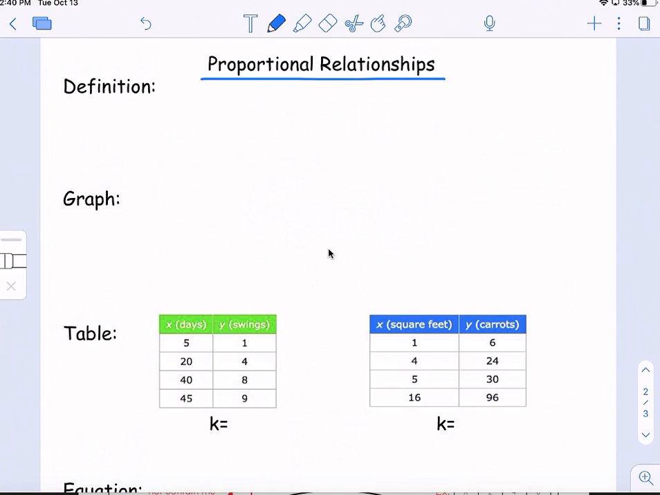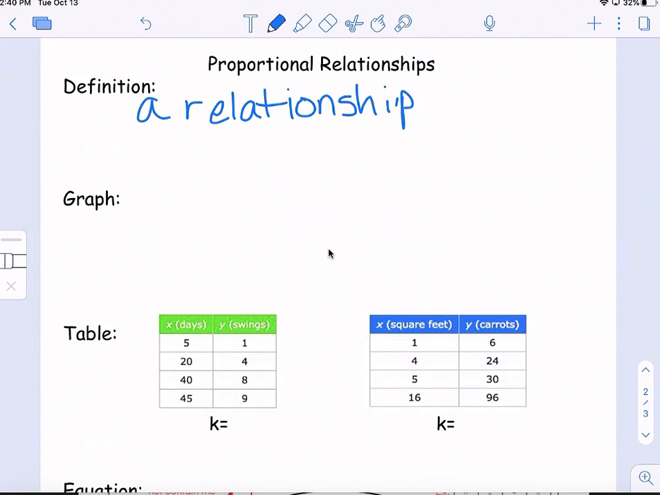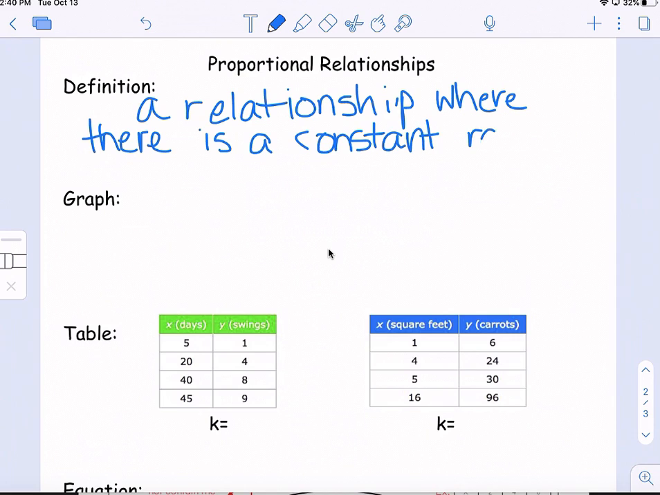The definition is: a proportional relationship is a relationship where there is a constant ratio between the x and y values.